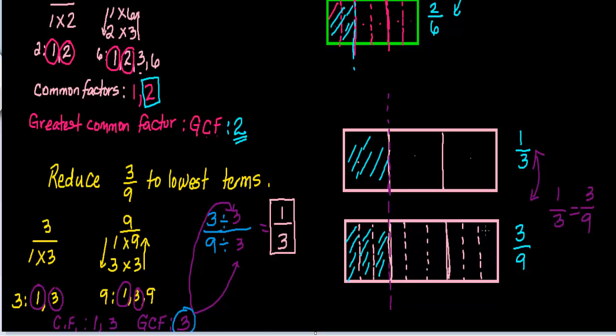Okay? And when I want to reduce, that's what I'm doing. I'm taking it into lowest terms. And I am able to put this in lowest terms because I'm dividing by the greatest common factor. If you divide by any other common factor that's not the greatest common factor, you will not reach lowest terms. And we always want lowest terms.